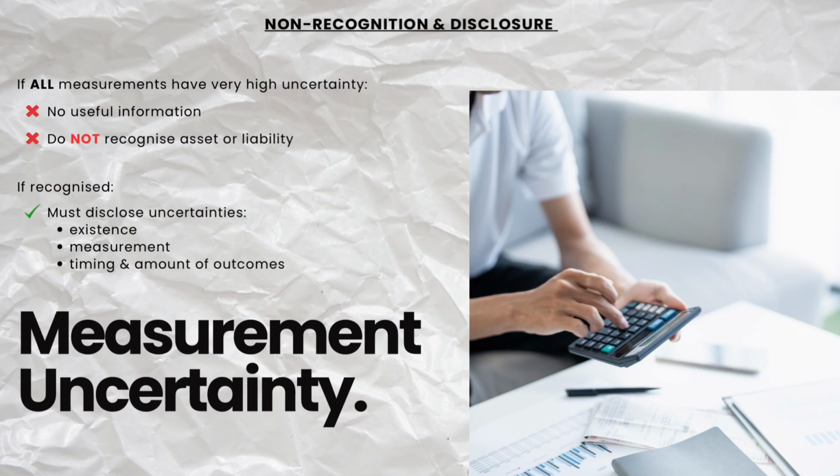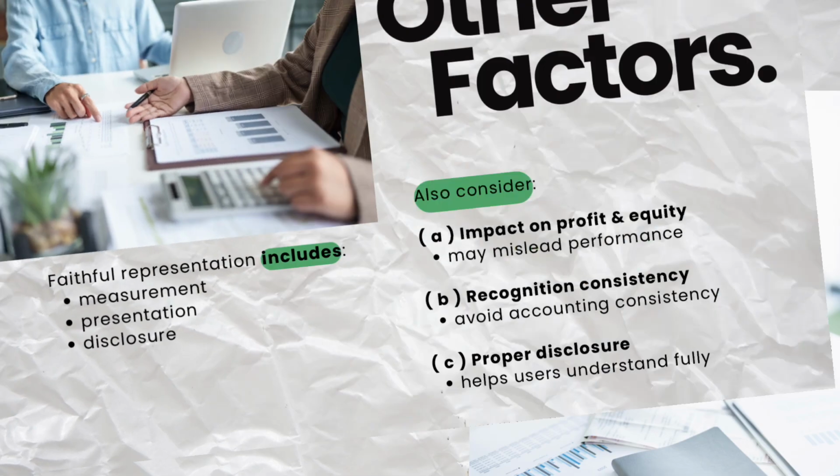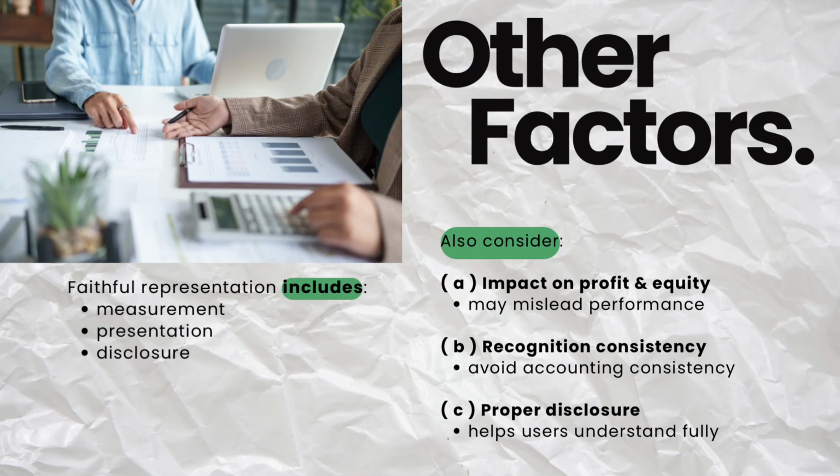In some extreme situations, all possible measurements are too uncertain. When this happens, the asset or liability should not be recognized because it would not provide useful information. However, if the item is recognized, companies must disclose all uncertainties, including uncertainty about existence, measurement, and future outcomes like timing and amount. Faithful representation is not just about numbers.